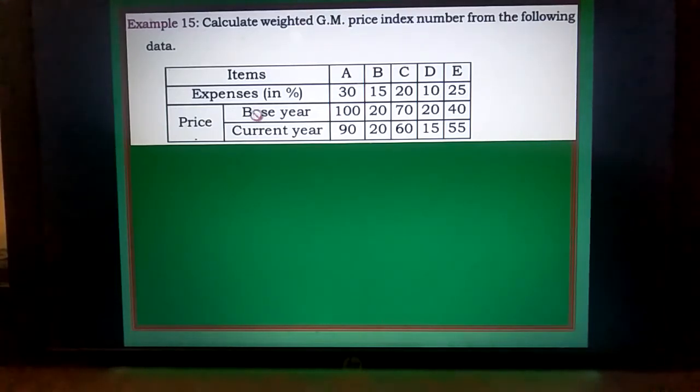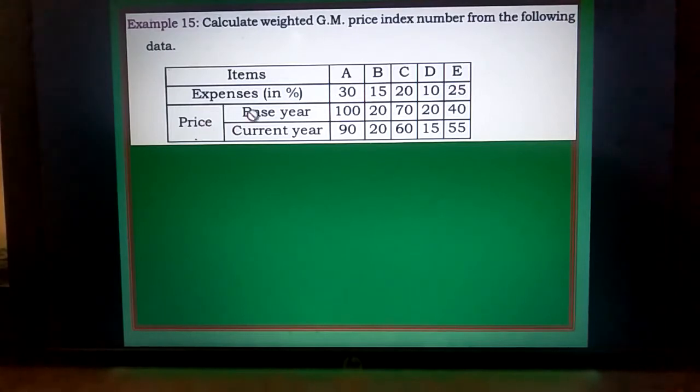So here look at the question first and understand. Items are given A to E. Expenses in percentage are given as 30, 15, 20, 10 and 25, which is nothing but the weightage. Weightage expense has been given, that's why this will be considered as W.